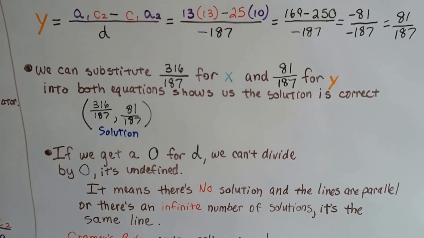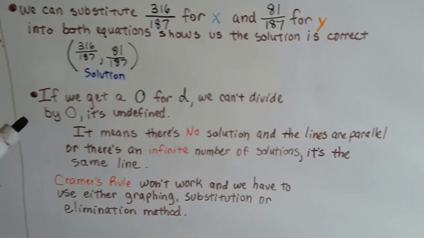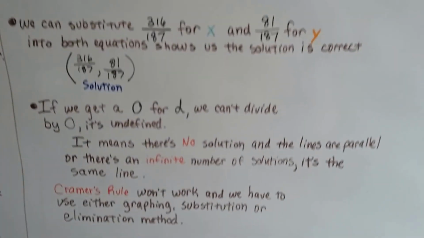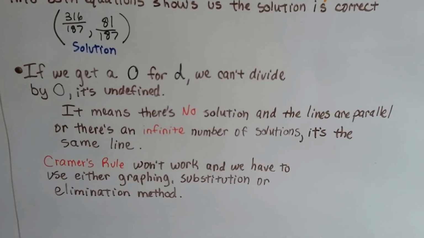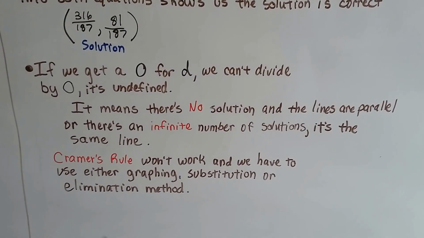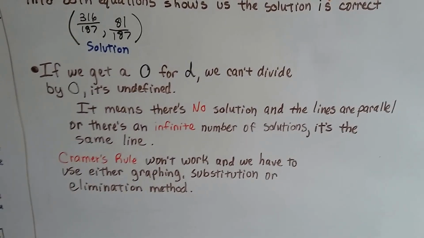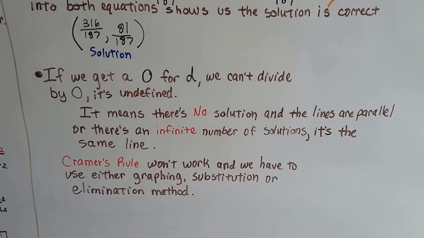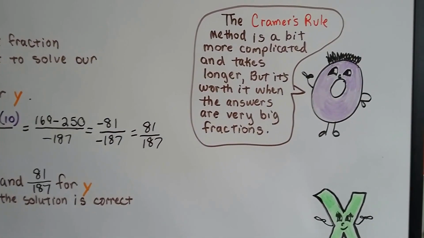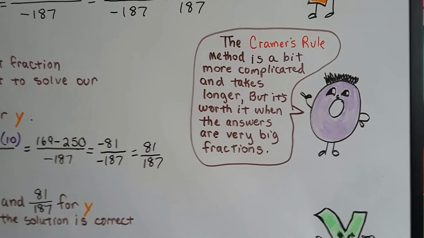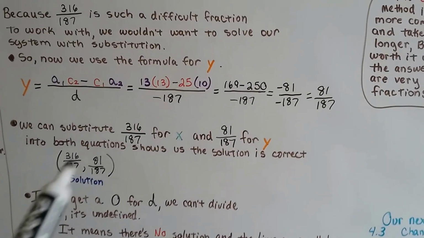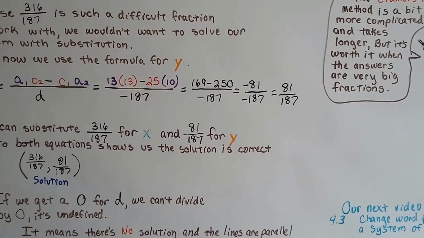Now, if we get a 0 for d, we can't divide by 0. That's undefined, isn't it? So if d ends up becoming a 0, well, then something's wrong. It means that there's either no solution and the lines are parallel, or there's an infinite number of solutions and it's the same line. And Cramer's rule won't work, and we'll have to use either the graphing, substitution, or elimination method to do those, okay? So the Cramer's rule method is a bit more complicated. It takes a lot longer, but it's worth it when the answers are these very big, ridiculous fractions, see? So if we have an ordered pair that's going to come out like this, Cramer's rule can really help us.